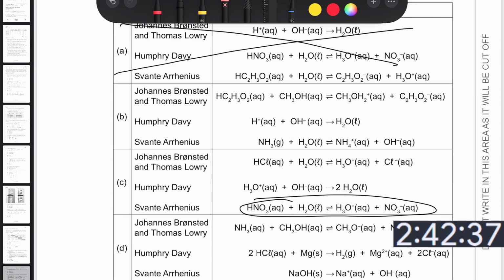This is a tough one. So Bronsted-Lowry, they donate and we will accept. So here for B, this one's accepting and this one's donating, so that's all good. This one's accepting, that one's donating. Here one is accepting, one is donating. And for Arrhenius, we want to make OH. Dissociating in water.